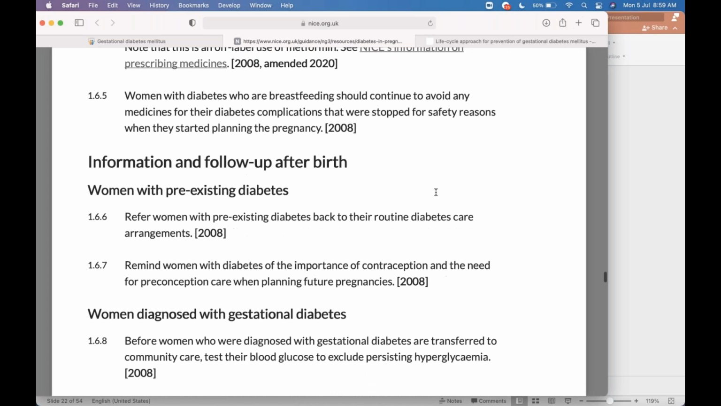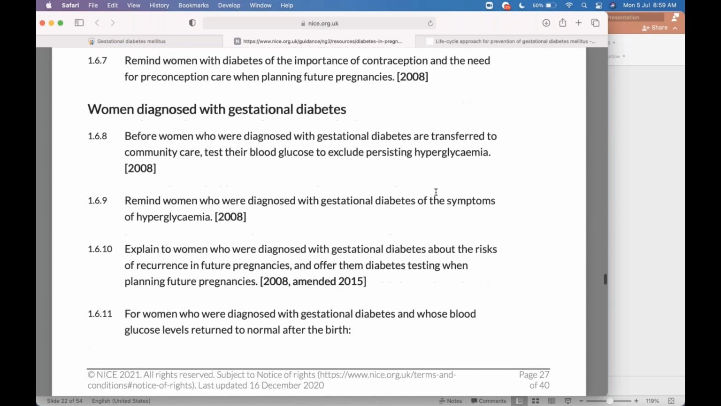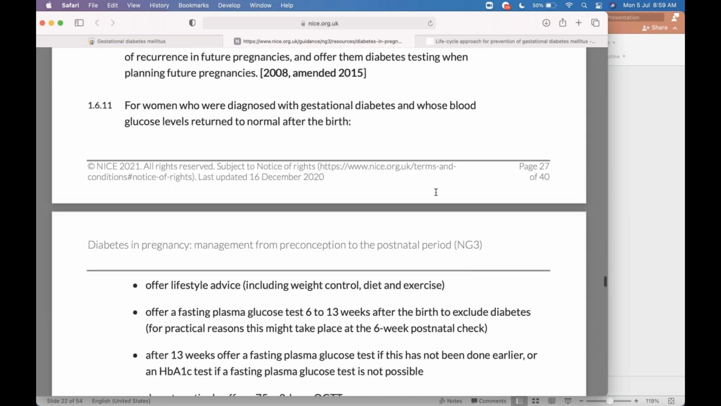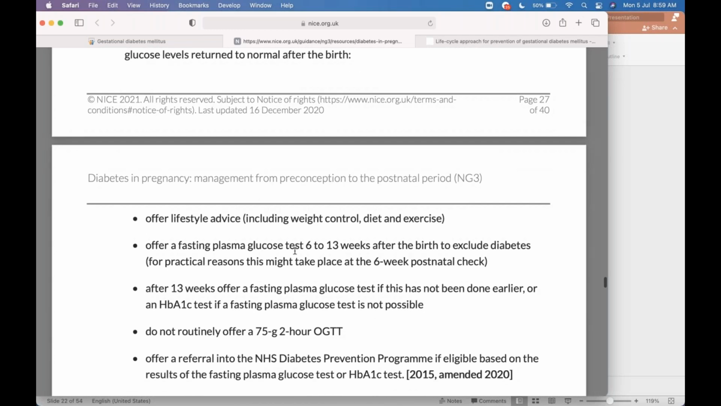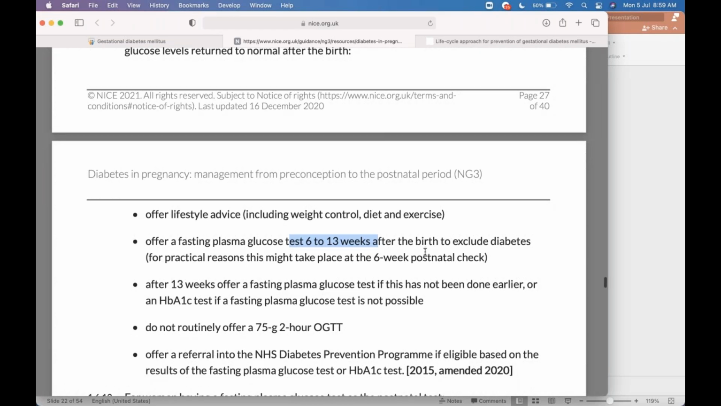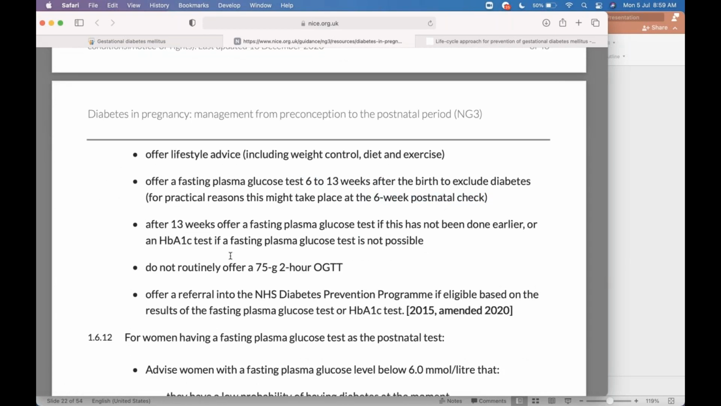And on the third day, in women with GDM, you definitely need to measure fasting sugars, and then after 6 to 13 weeks to exclude diabetes. So the 6-week postnatal checkup is the cutoff, and we do not do an OGTT at 6 weeks. We just do fasting sugars. But if she is not ready for a fasting sugar, we can just do an HbA1c also.